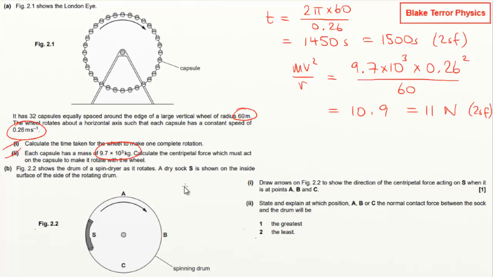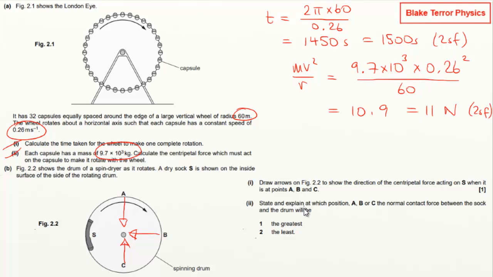All right, now we're onto the drum of a spin dryer with a sock in it. The dry sock is shown on the inside surface of the drum. Okay, draw arrows on figure 2.2 to show the direction of the centripetal force acting on S when it's at points A, B, and C. Oh, well, it's just going to be lots of arrows drawn towards the center of the circle.